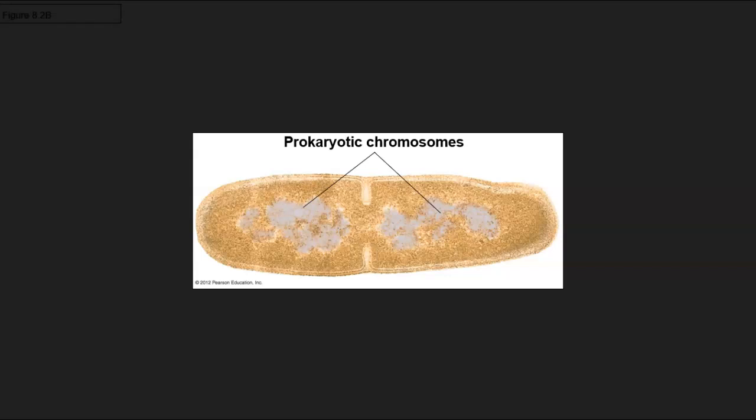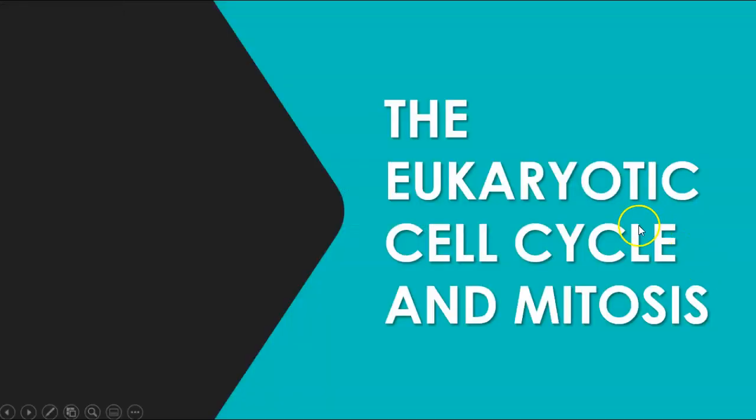Very, very simple process, really, really simple. But eukaryotes are a lot more complicated, and so we're going to talk more about eukaryotes, and that involves something called the cell cycle, and then a process called mitosis. You may have heard about mitosis before, maybe seen a little bit about it when you were in middle school, learning a little bit about cells.